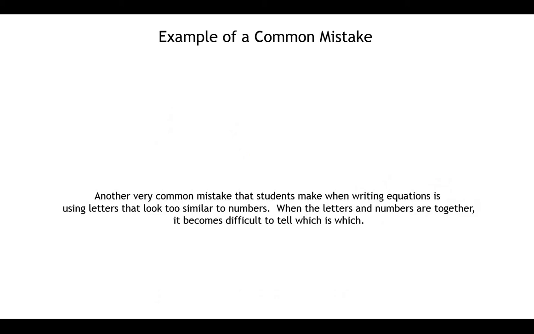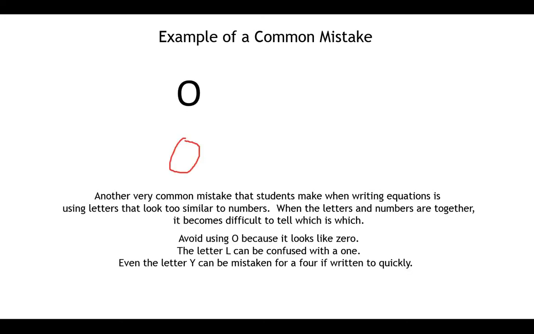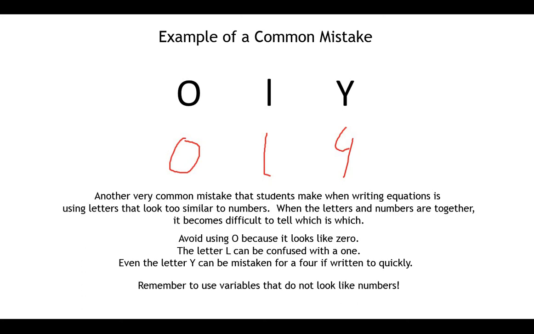Another very common mistake that students make when writing equations is using letters that look too similar to numbers. When the letters and numbers are together, it becomes difficult to tell which is which. Avoid using O because it looks like 0. The letter L can be confused with a 1. Even the letter Y can be mistaken for a 4 if written too quickly. Remember to use variables that do not look like numbers.